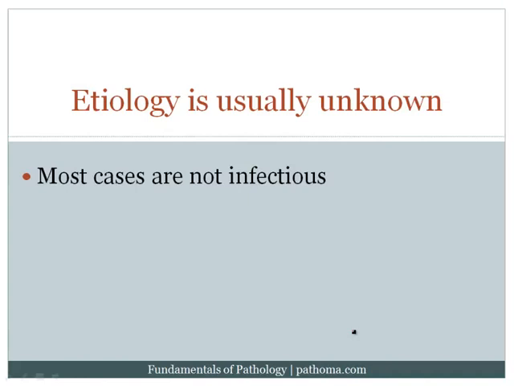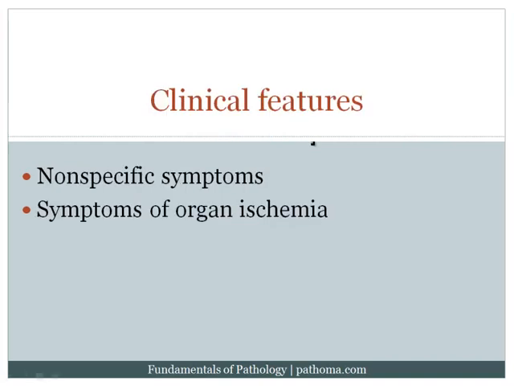Now when patients develop a vasculitis, the etiology is usually not known. It is important to note that most cases are not infectious. Clinically, we can have two types of symptoms when patients get vasculitis. The first are nonspecific symptoms, and the idea here is that the patient's got inflammation. And so if they have inflammation, they're going to have fever, fatigue, weight loss, myalgias, etc. And those are relatively nonspecific, and they're seen in most of the vasculitides. Also present will be symptoms of organ ischemia.